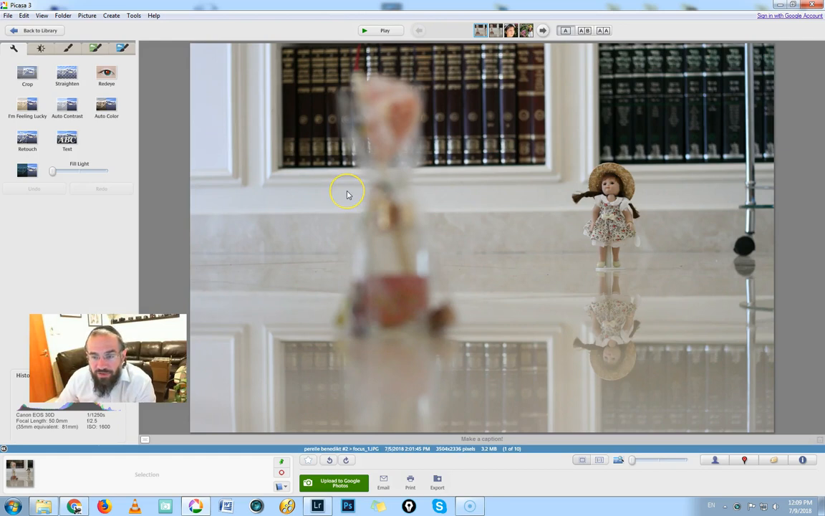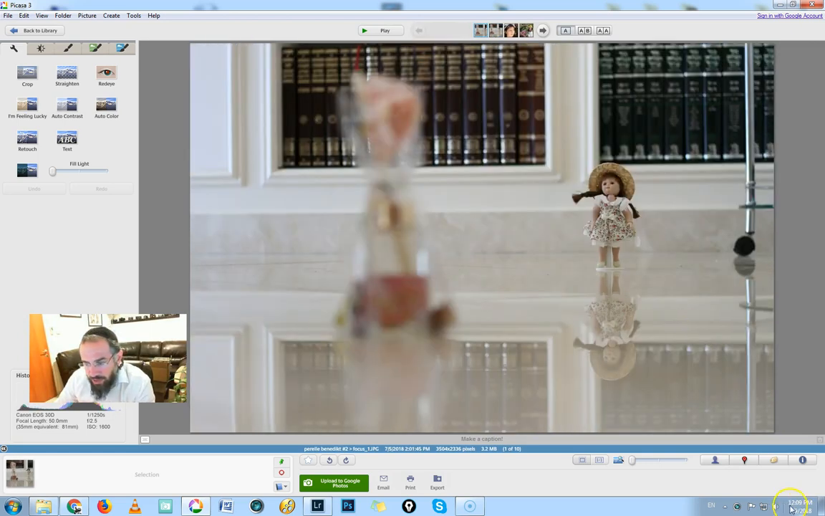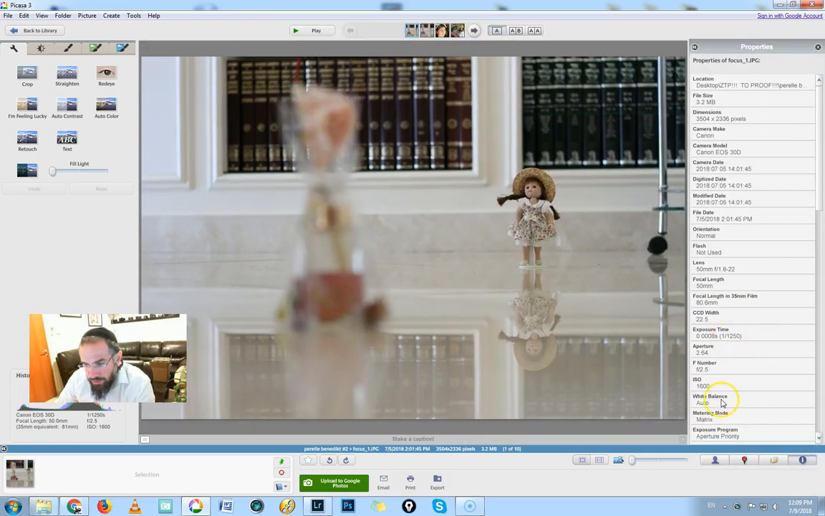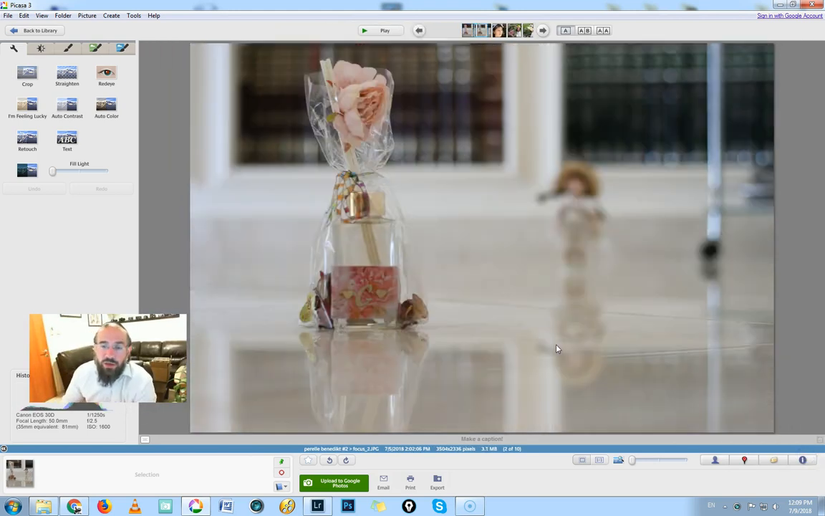Okay, let's jump in. Focus. Yep, you got it. Excellent. What are you using here, manual? AV. Okay, good. So you've understood that focus is one word: distance. Focus is distance.